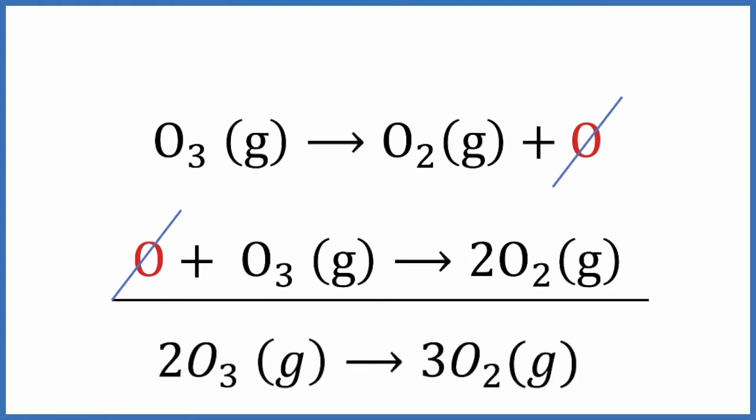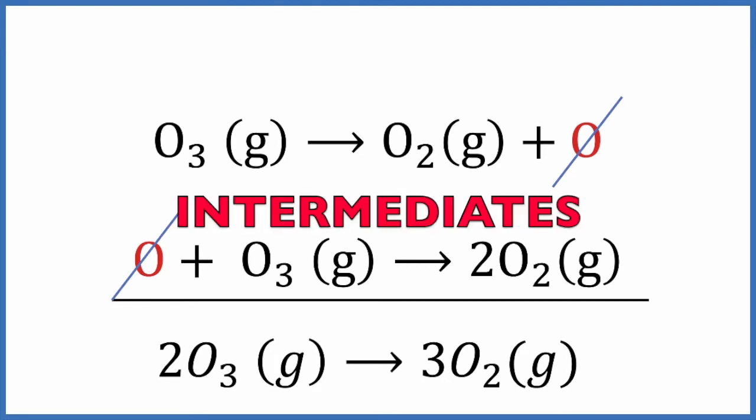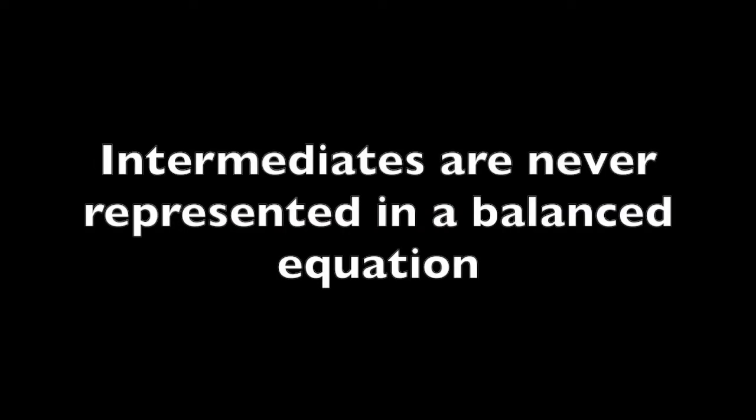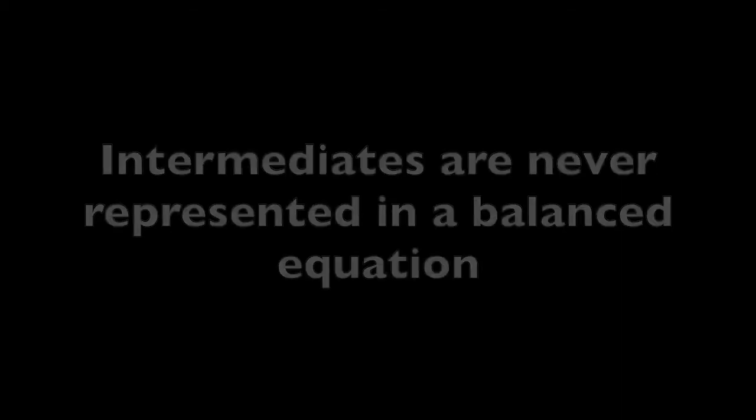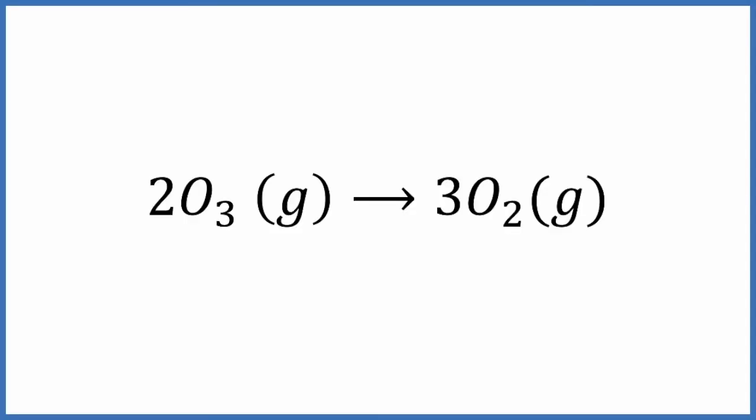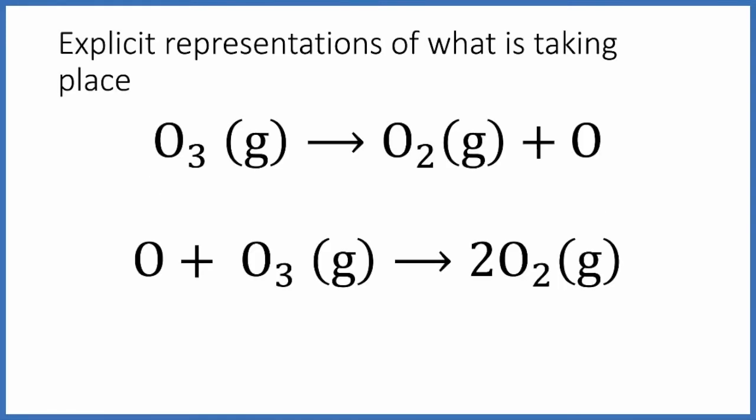Species that are produced in one step and consumed in a subsequent step are called intermediates. Intermediates are never represented in a balanced equation. They're usually very unstable. And unlike balanced equations representing an overall reaction that may actually be the result of several steps, the equations for elementary reactions are explicit representations of the chemical changes taking place. The reactants in an elementary reaction's equation undergo only the bond-breaking and/or bond-making events that are shown.